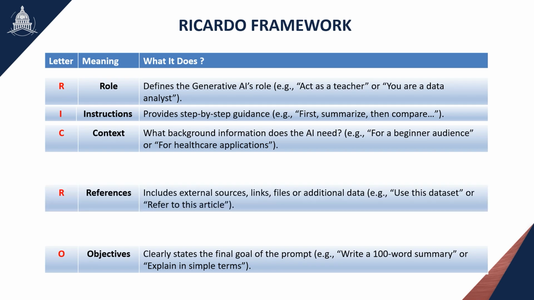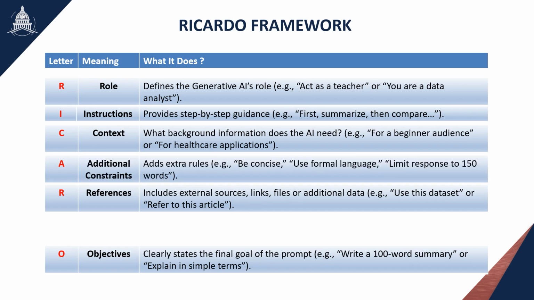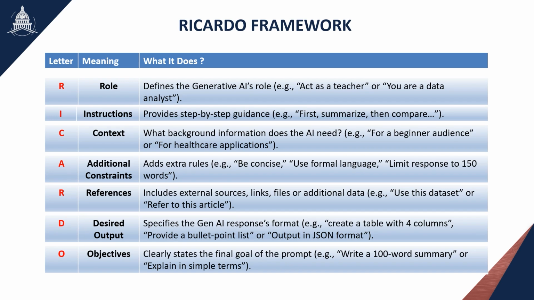Then we have R for references. These are external sources, links, or prior knowledge. In my example, the references can be my course notes and the links to Apache Spark official documentation. Then we have A for additional constraints. These are any extra rules like the tone or the length. For example, for my exam, I would ask the AI to be precise, concise, use simple language, avoid ambiguity, and so on.